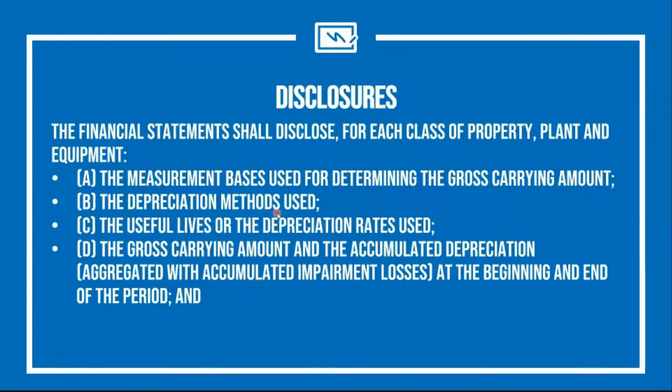Letter B, the depreciation methods used. Letter C, the useful lives or the depreciation rates used. Because you are either using the useful life or a particular depreciation rate. Letter D, the gross carrying amount and the accumulated depreciation, including the accumulated impairment losses, at the beginning and the end of the period. So meaning, by how much did the depreciation and impairment losses change?